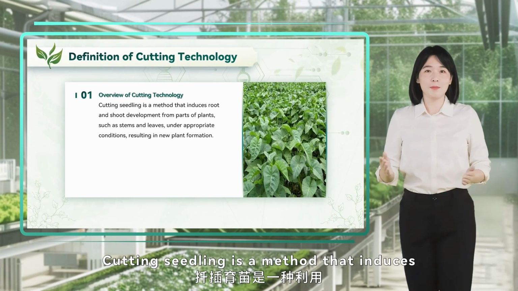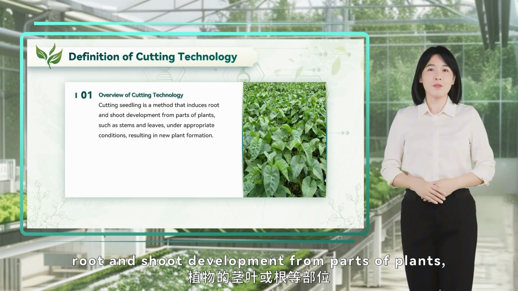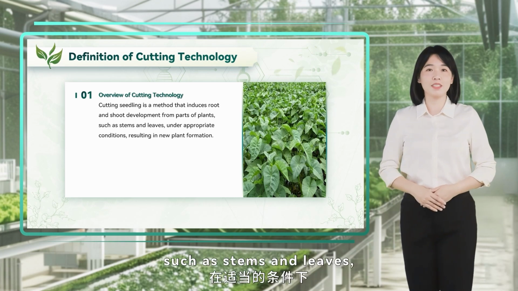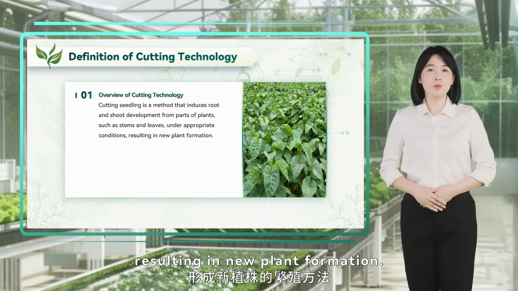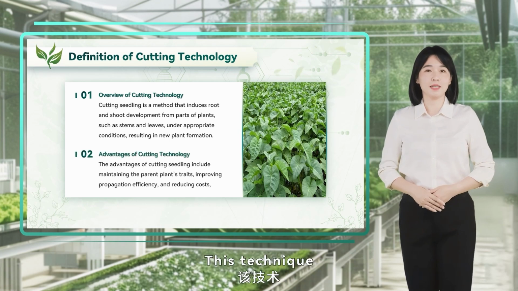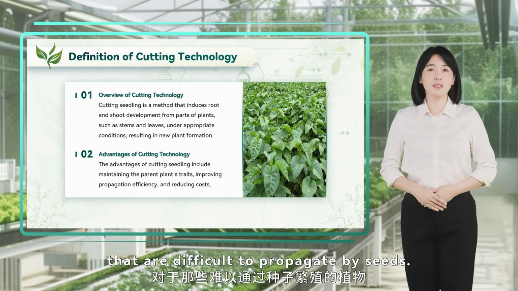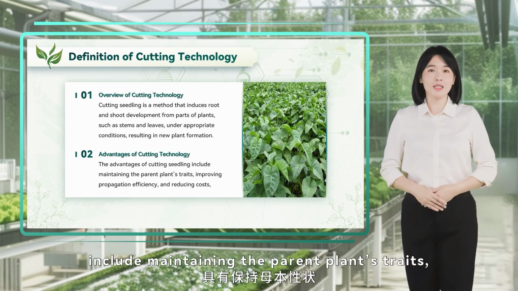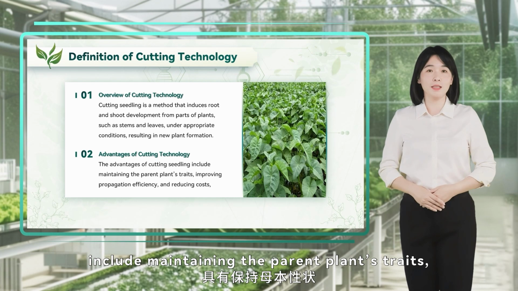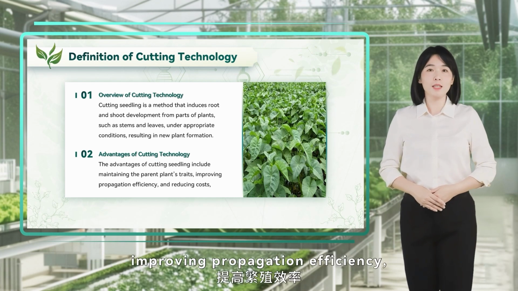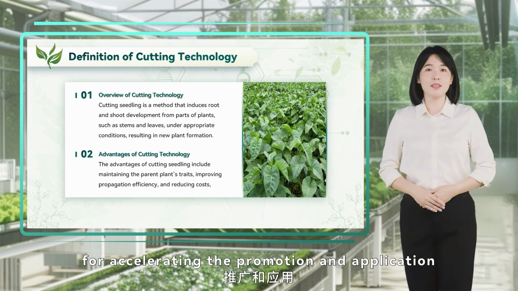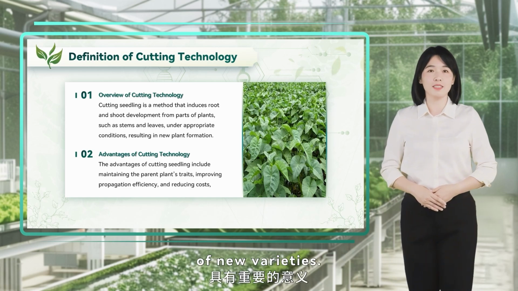Cutting seedling is a method that induces root and shoot development from parts of plants, such as stems and leaves, under appropriate conditions, resulting in new plant formation. This technique is widely used in vegetable propagation, especially for plants that are difficult to propagate by seeds. The advantages of cutting seedling include maintaining the parent plant's traits, improving propagation efficiency, and reducing costs, which are significant for accelerating the promotion and application of new varieties.